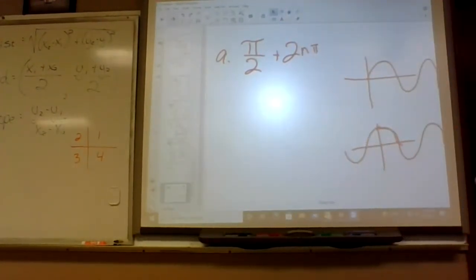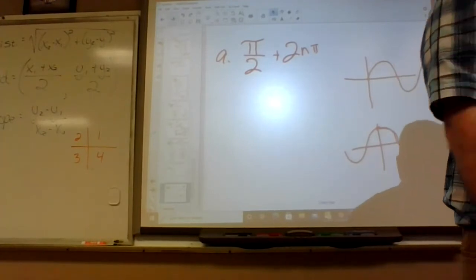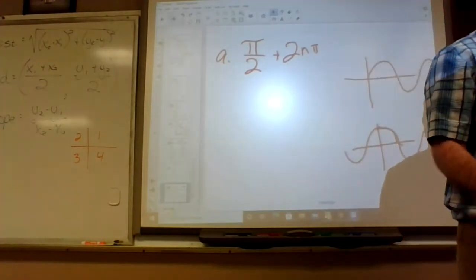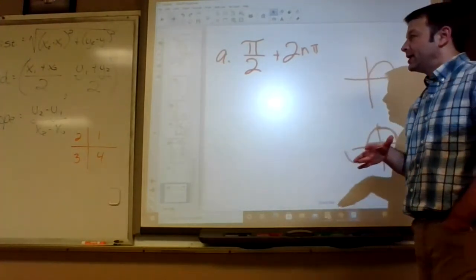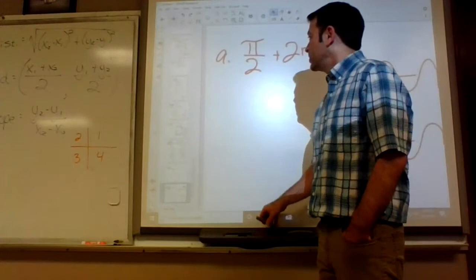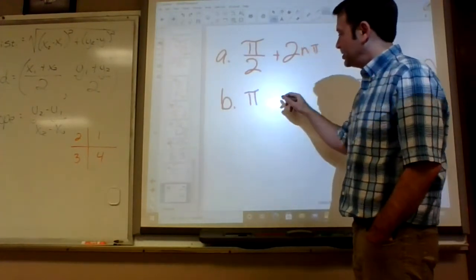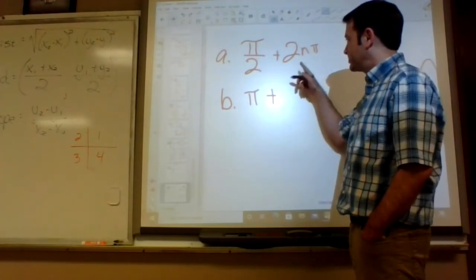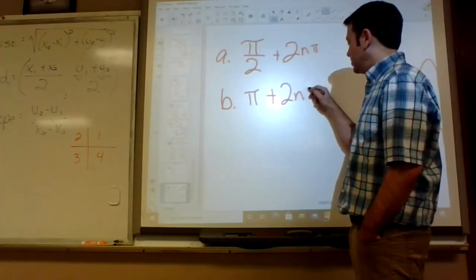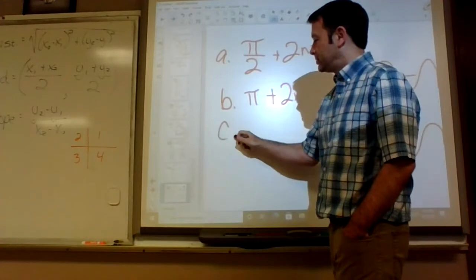Number 7b, cosine of theta is negative 1. That's 180 degrees. So basically, where is x negative 1? At 180. What is 180 in radians? Pi. So I'm not just going to put pi though. I'm going to put pi plus 2n pi, that weird thing, just to make it difficult.